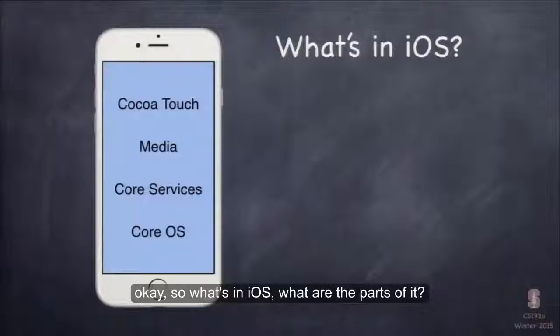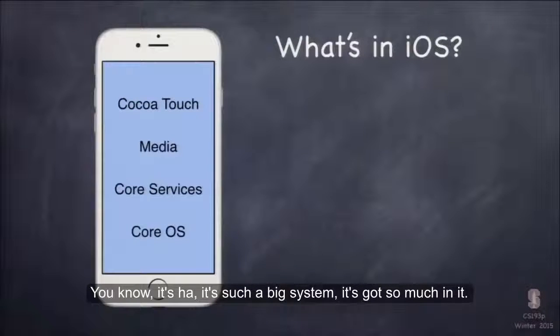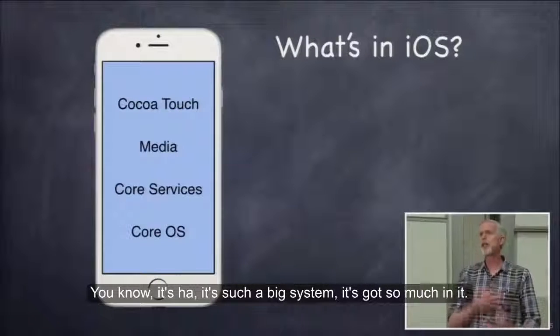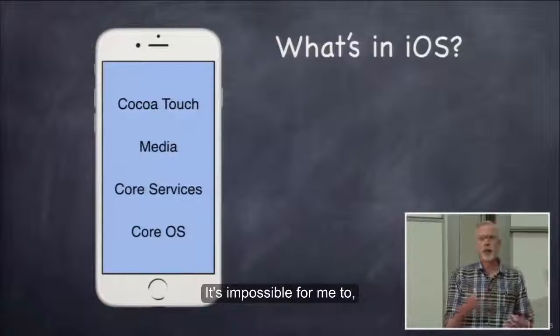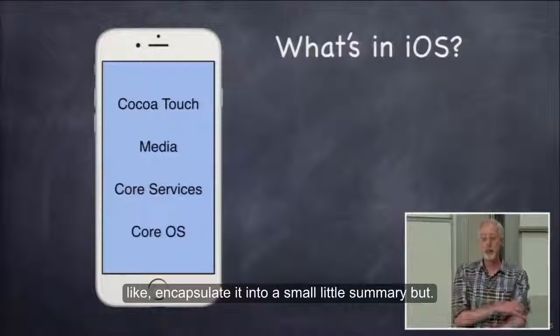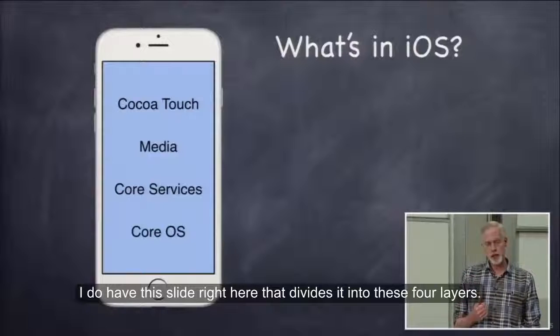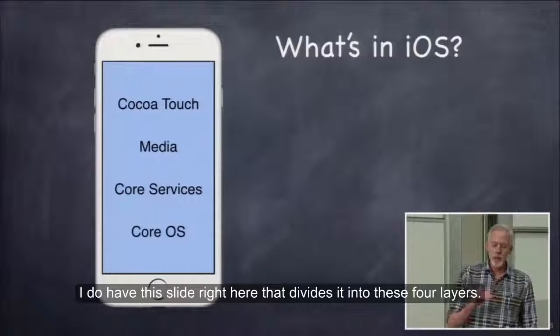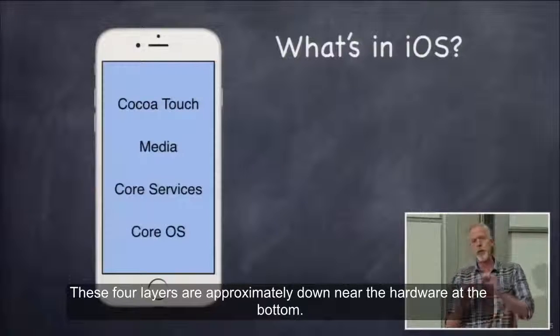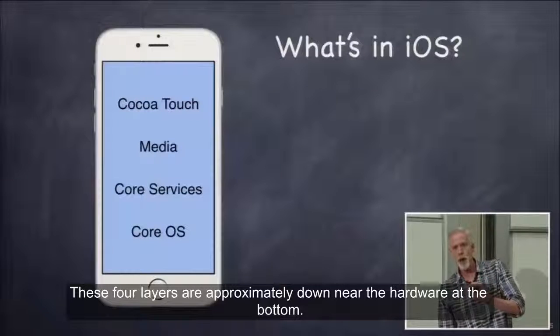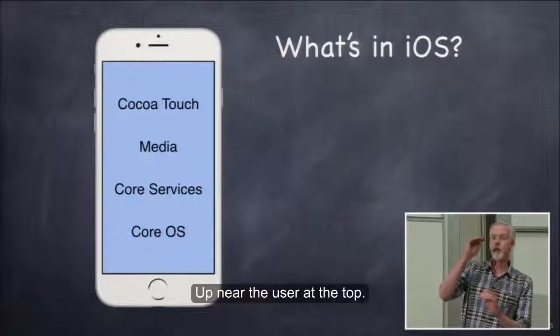Okay, so what's in iOS? What are the parts of it? It's such a big system. It's got so much in it. It's impossible for me to encapsulate it in a small little summary. But I do have this slide right here that divides it into these 4 layers. These 4 layers are approximately down near the hardware at the bottom, up near the user at the top.